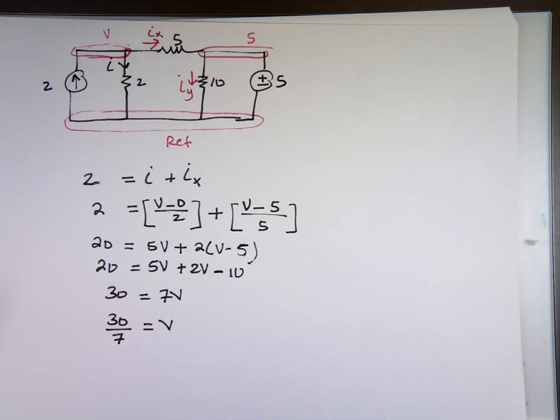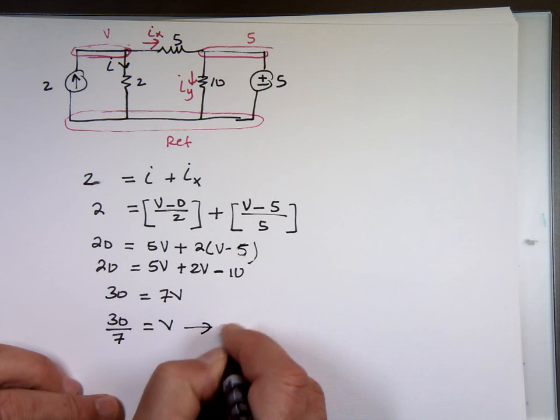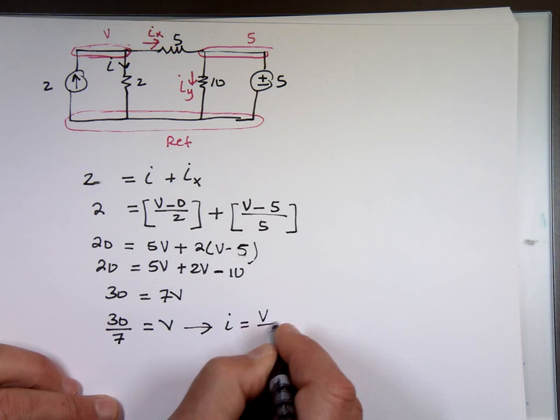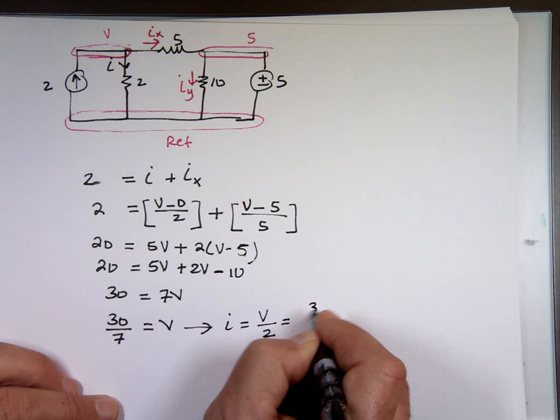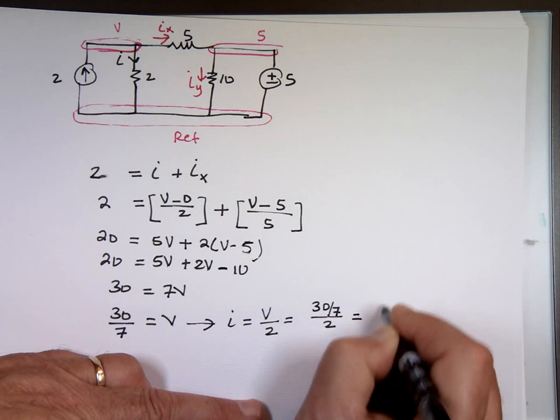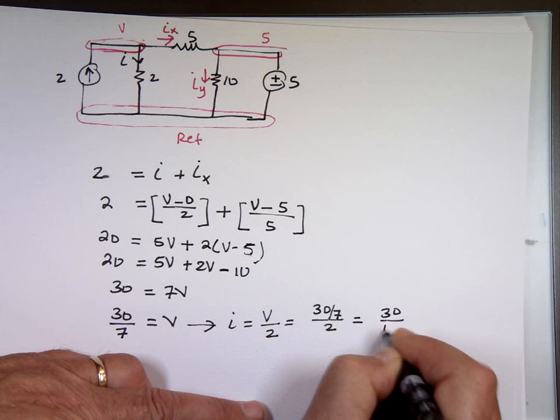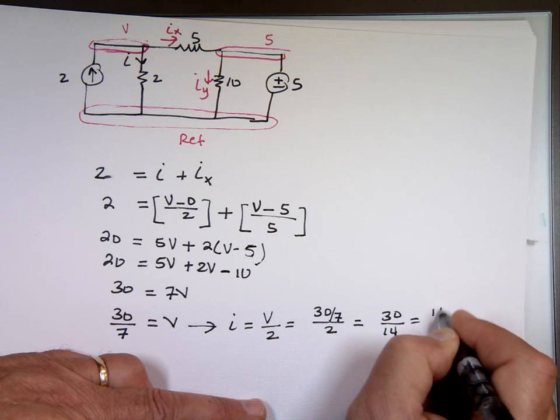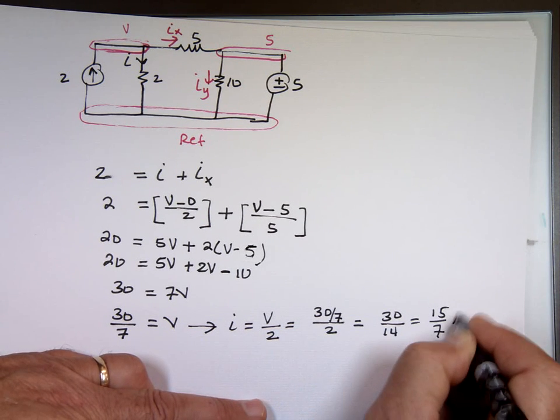If you know the voltage, can you find the current? I equals V over 2. 30 over 7 divided by 2, which is 30 over 14, which is 15 over 7 amps. Is that what we got before?